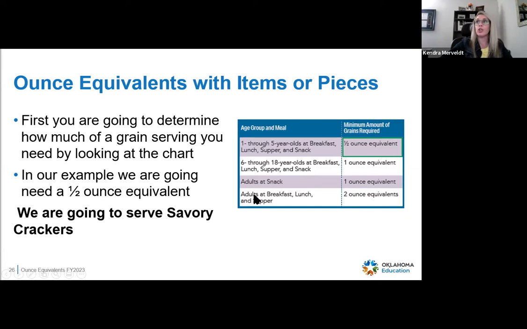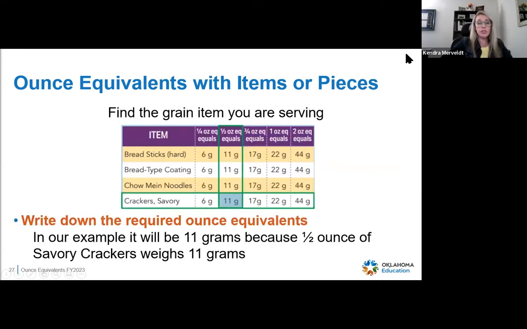So in our example, we're going to look at savory crackers. We go to that chart that I showed you. It is one of the handouts, and we come down here to savory crackers. Again, if you need a 1/2 ounce equivalent for anybody 5 and under, you need 11 grams. If you need a 1 ounce equivalent for savory crackers, it's 22 grams, or 44 grams if you are an adult daycare center.